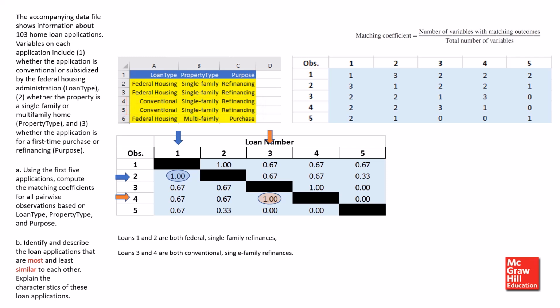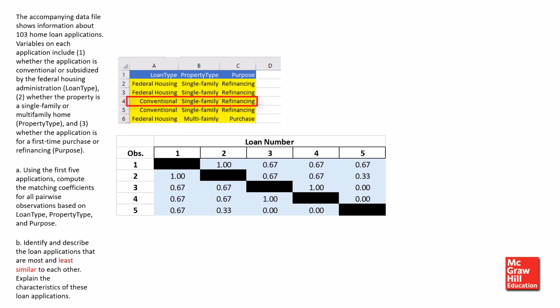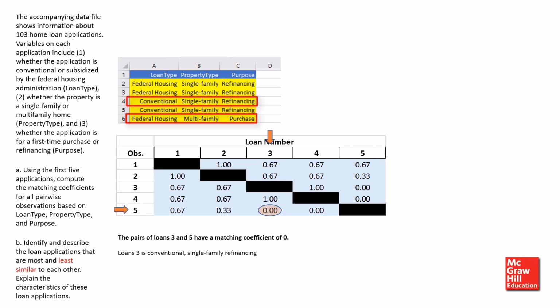both conventional single-family refinances. The pair of loans 3 and 5 have a matching coefficient of 0. In other words, they are least similar or completely different from each other. Loan 3 is a conventional single-family refinancing, while Loan 5 is a federal multifamily purchase loan.